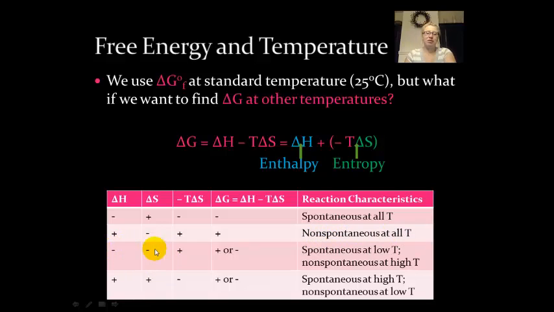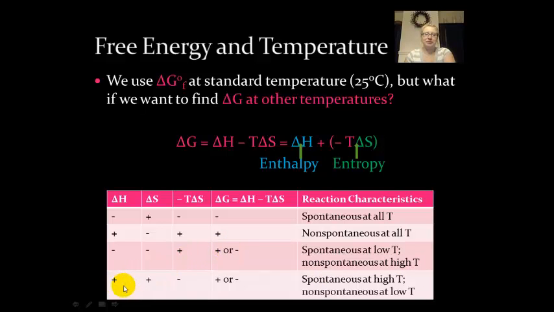The tricky part is when we have a favorable enthalpy change, so an exothermic reaction, but our reaction is less random. This will only be spontaneous at low temperatures. It will be non-spontaneous at high temperatures. Depending on the temperature, delta G can be positive or negative.